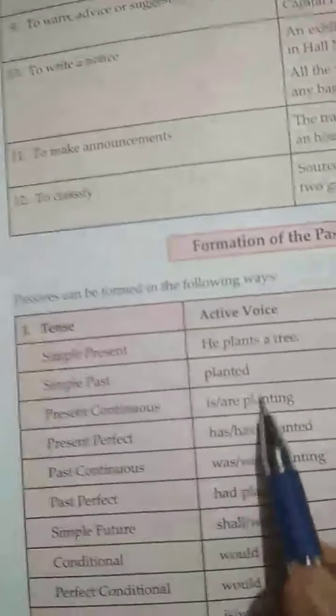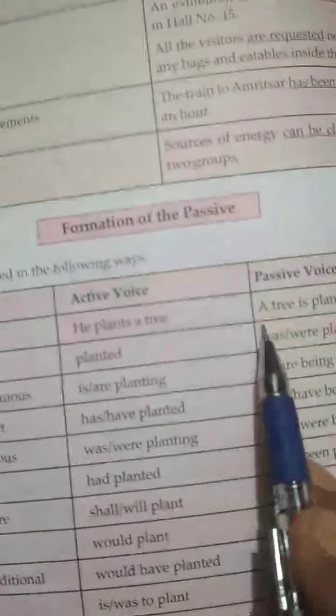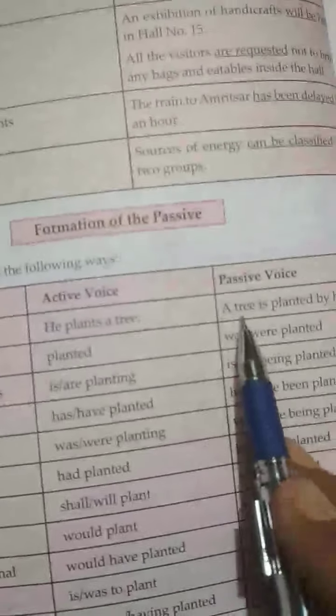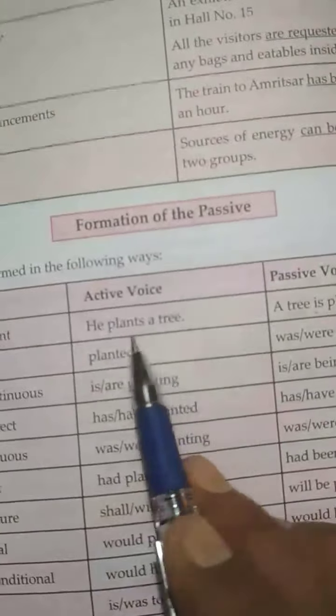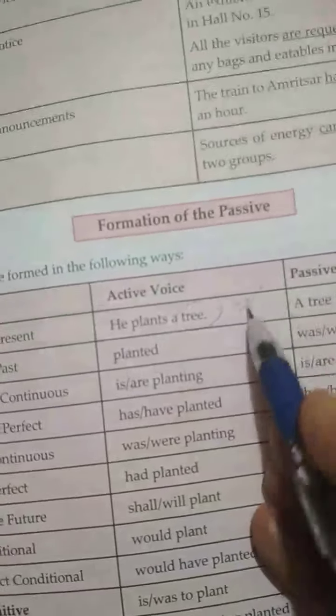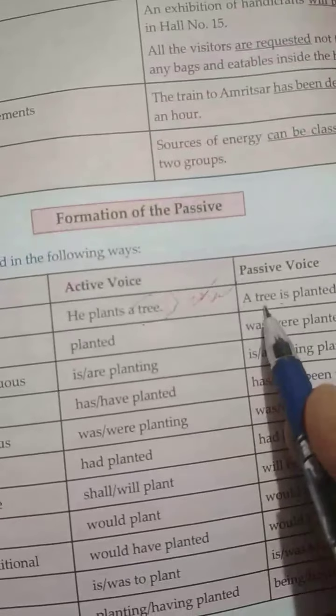Now, see here, first of all, you have to identify the tense. If it is simple present tense, suppose the sentence is: he plants a tree. So, if you go by the rules, look, what is the object here? He plants a tree. What does he plant? What does he plant? So, tree. So, the object is a tree.